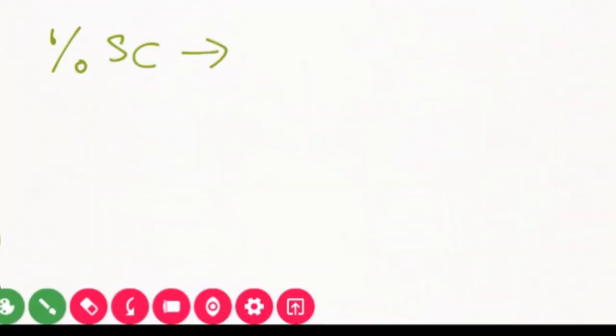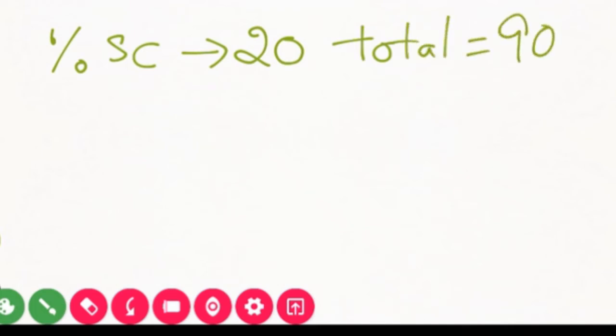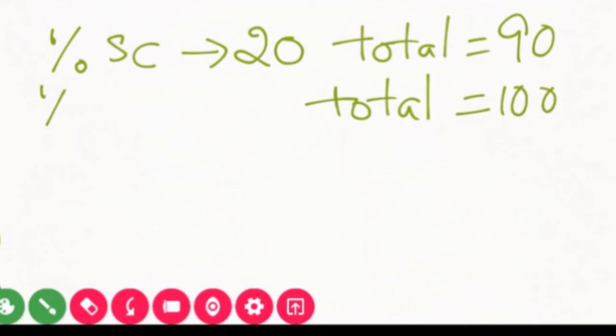In total, how many students are interested in science? 20 members. How many students are there in total? 90 members. In percentage, total means what? 100. And we need to find the percentage of science students, that is equal to x.